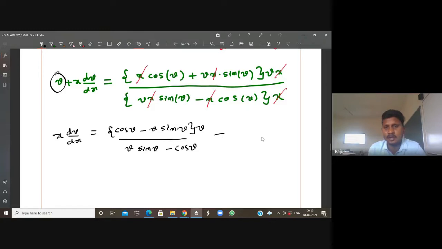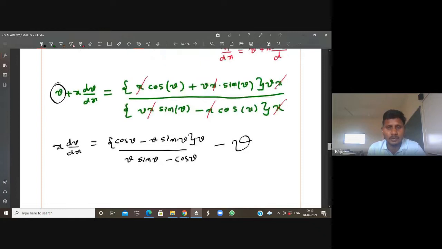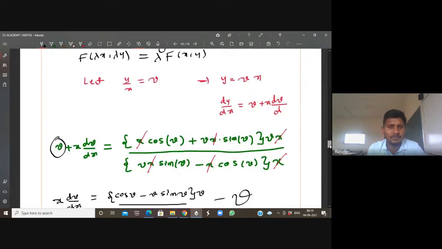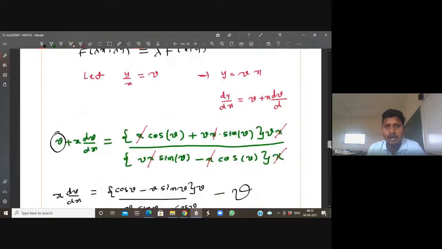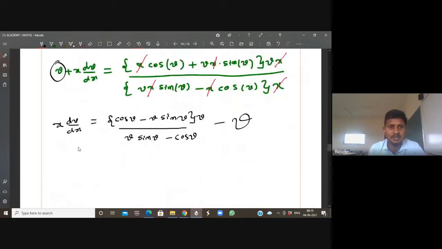This v value here itself I am taking to the right side, minus v. What I have done is I have replaced y/x by v and y = vx in equation 1, because equation 1 is a homogeneous differential equation. Now x dv/dx is clearly equal to, now take the LCM. What is the LCM here? v sin v − cos v.